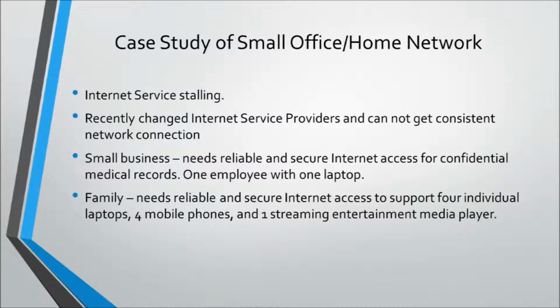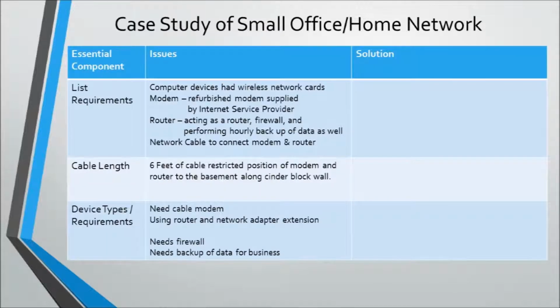In this case, the small office was one employee with one laptop. Additionally, the family needed secure and reliable internet access to support 4 individuals with laptops, 4 mobile phones, and a streaming entertainment player. Let's walk through the 6 essential components.